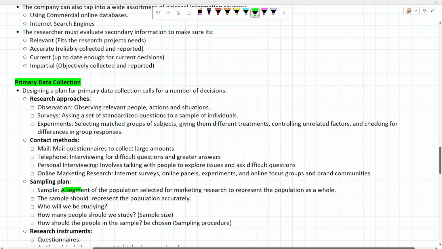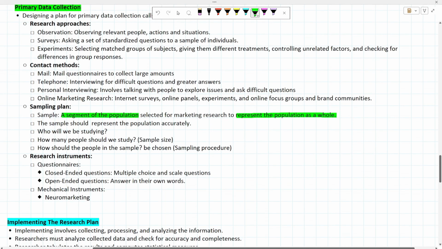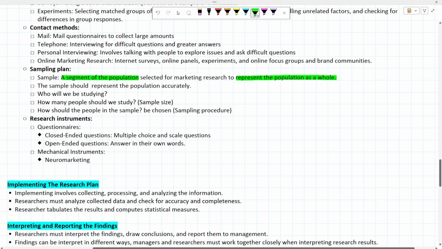So a segment of the population, which represents the population as a whole. The sample should represent the population accurately. Who will we be studying? How many people should we study? Our sample size. And how should the people in the sample be chosen? Your sampling procedure.